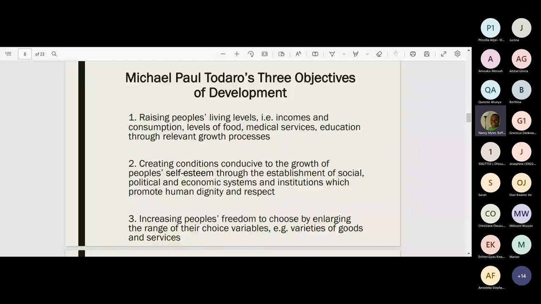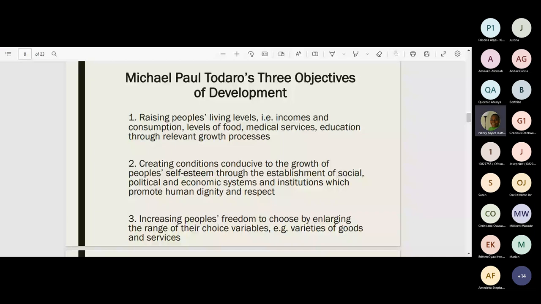So the man is saying that if you have a correct conception of development, you will not only be focusing on economic things, which we have mentioned earlier, but you have to work on people's, or create conditions that enable people to improve and grow in their self-esteem. The people must have an atmosphere that makes them see themselves as somebody too. It's part of the development.